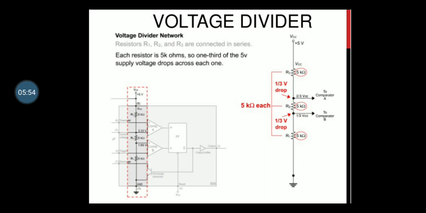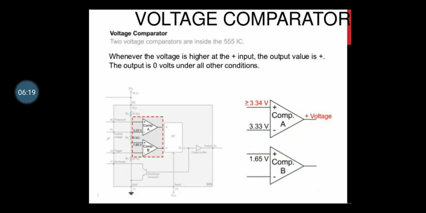It has a voltage divider network. Resistors R1, R2 and R3 are connected in series. Each resistor is 5K ohms. So 1/3 of the supply voltage drops across each one. Hence, the voltage at this point is 1 by 3 VCC and the voltage at this point is 2 by 3 VCC. Next one is the voltage comparator.